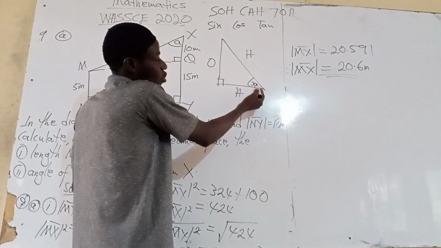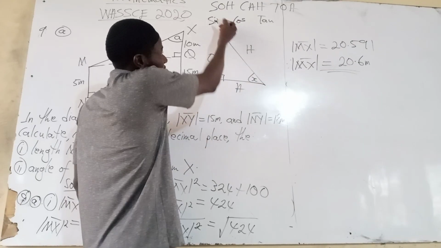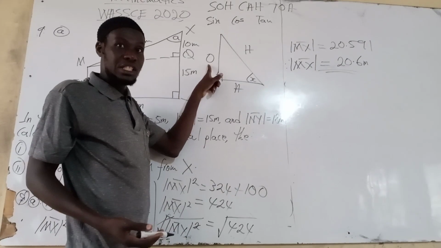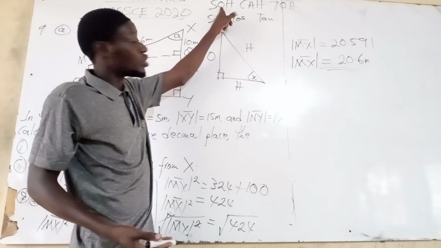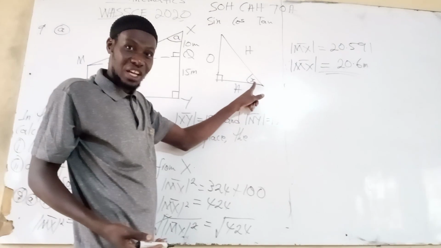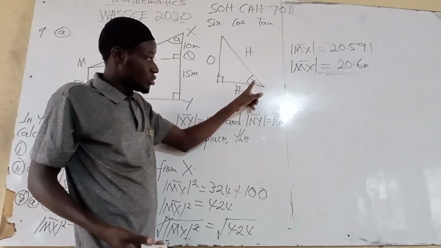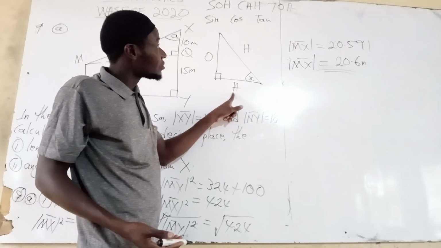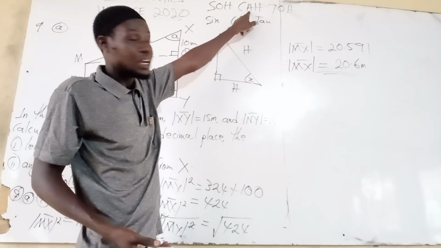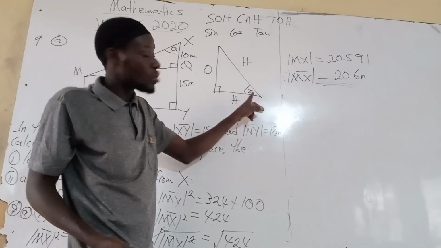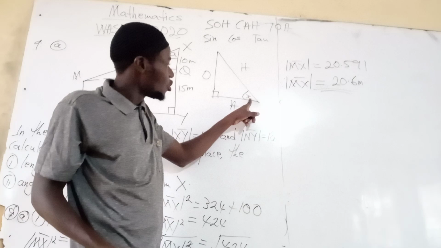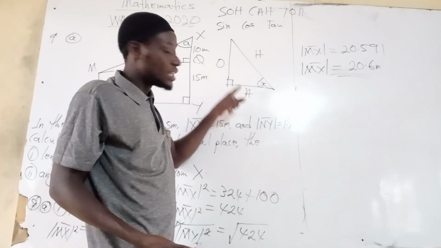If you want this angle, the sine of that angle is equal to the ratio of the opposite by the hypotenuse. For the cos, the cos of that angle is equal to the ratio of the adjacent by the hypotenuse. And for the tan, the tan of the angle is equal to the ratio of the opposite by the adjacent.